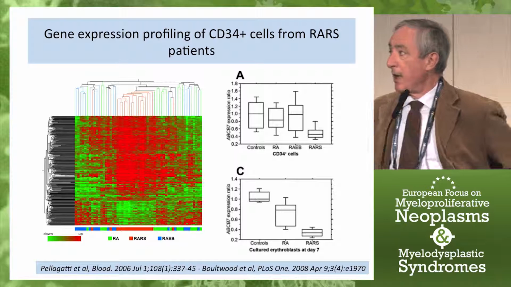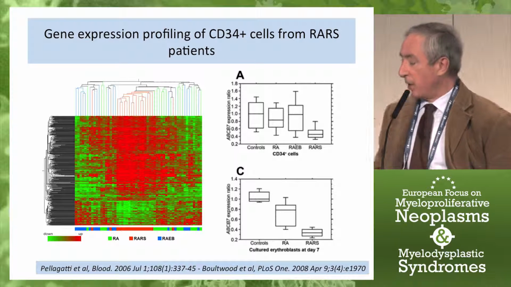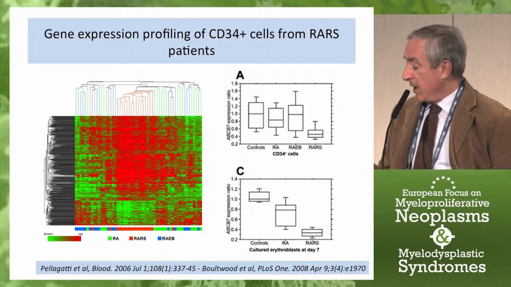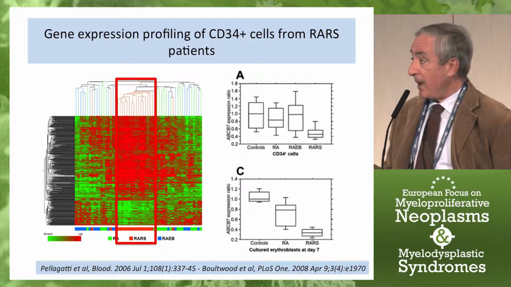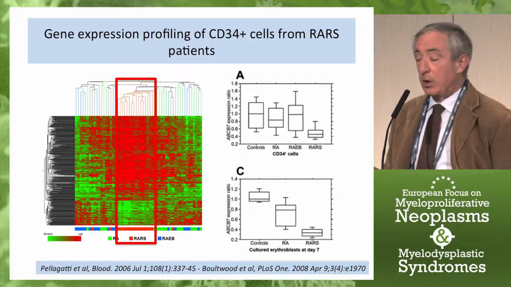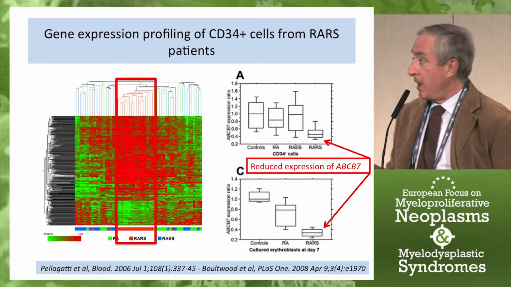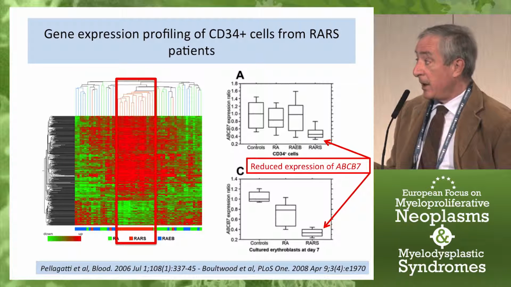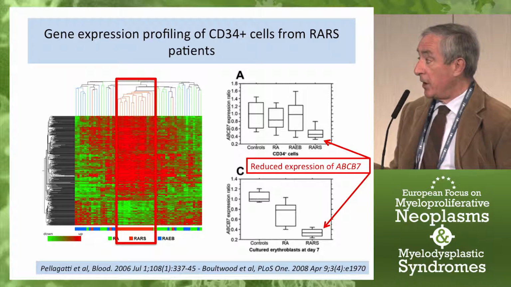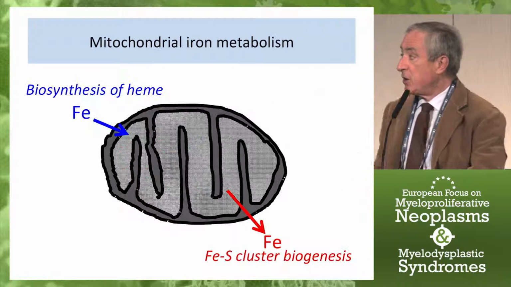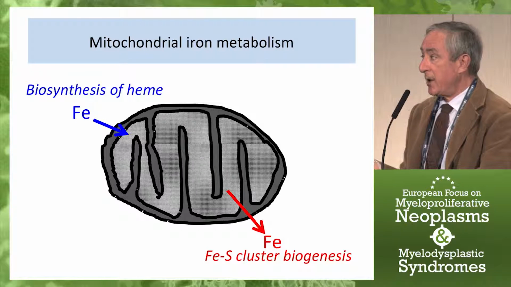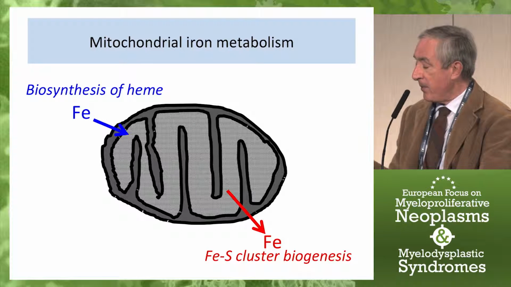Let's start with refractory anemia with ring sideroblasts. We previously found that refractory anemia with ring sideroblasts have a very distinct gene expression profile, with overexpression of the gene called ALAS2 and decreased expression of a gene called ABCB7.